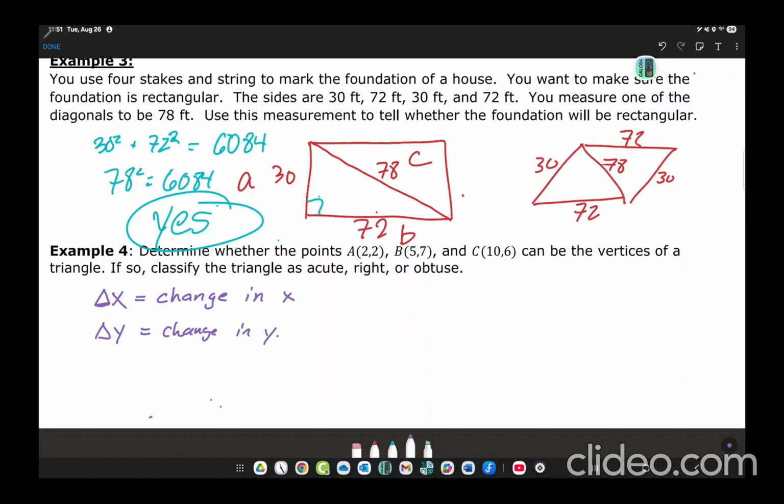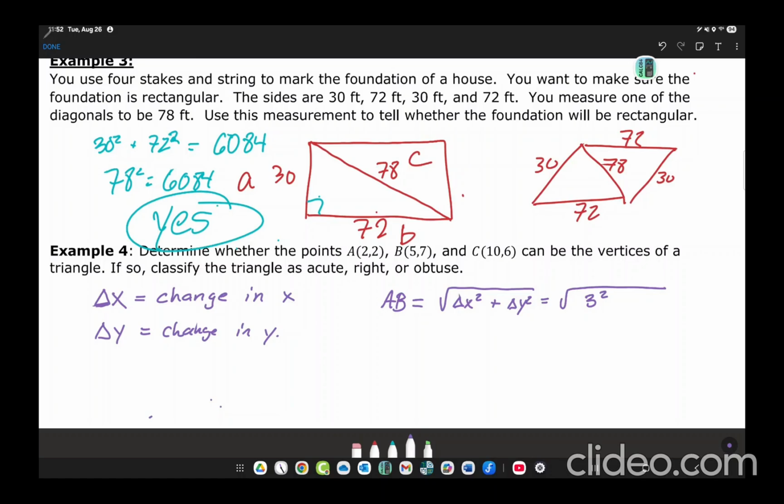So if I want the length of AB, what I'm going to do is delta x squared plus delta y squared. Look at A and B. X goes from A to B, from 2 to what? X goes from 2 to 5. So what's the change from 2 to 5? 3. 3 squared.